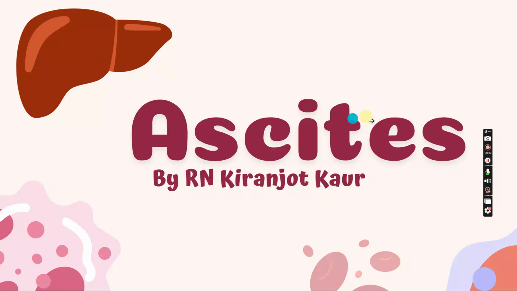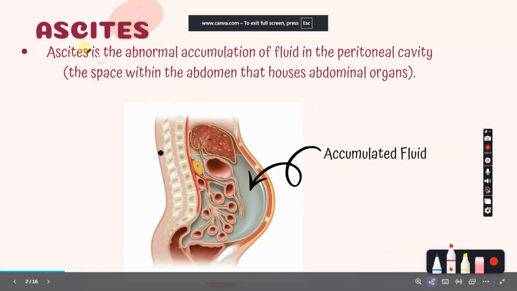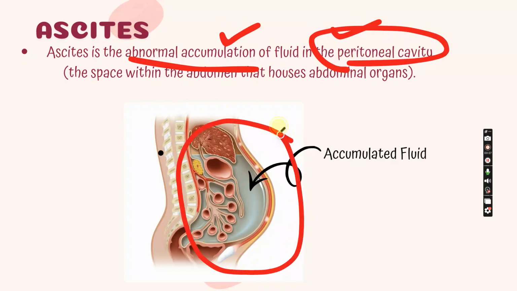What actually is ascites? Ascites is abnormal accumulation of fluid in the peritoneal cavity. These are the two things that we have to remember in this disorder. So what is the peritoneal cavity? The peritoneal cavity is the space between the peritoneal organs. Here, the fluid gets accumulated, and the patient feels quite a discomfort.